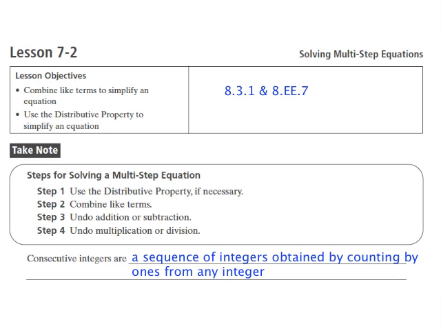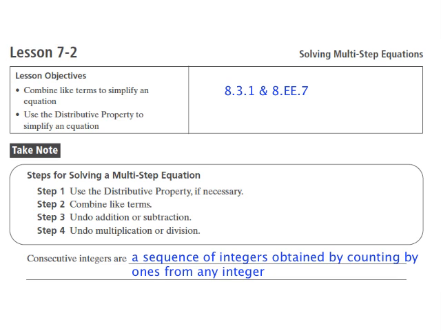Steps for solving a multi-step equation. Step 1. Use the distributive property if necessary. Step 2. Combine like terms. Step 3. Undo addition or subtraction. And step 4. Undo multiplication or division.